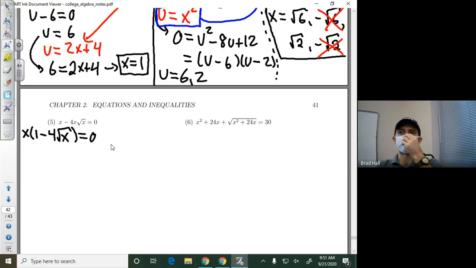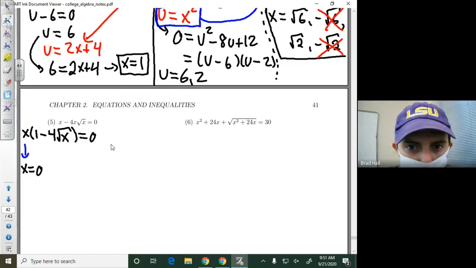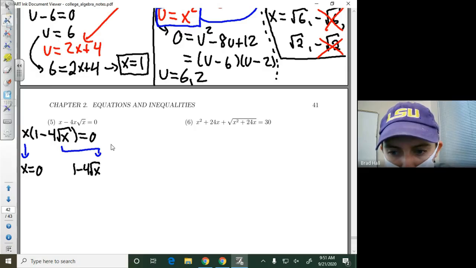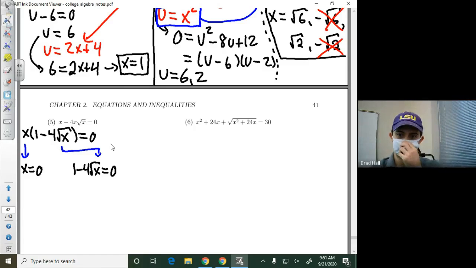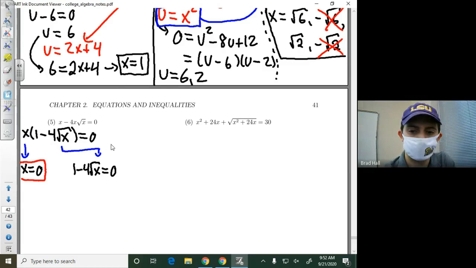The reason why factoring is so nice is because now we have a bunch of individual components that we can break up. So we have smaller components. So x, you can now set that equal to 0. And also 1 minus 4 square root of x is equal to 0. So conveniently, one of them's already solved for. So we just have one more.